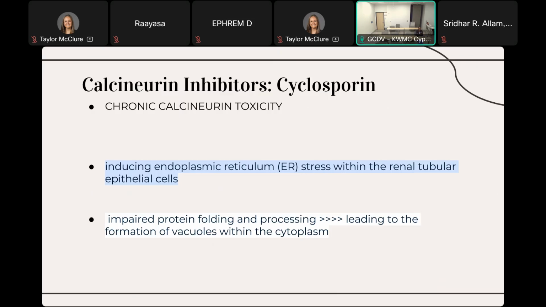It happens by inducing endoplasmic reticulum stress. We will look into that. When the endoplasmic reticulum is stressed, it leads to impaired folding of proteins, and those proteins cannot get out of the cells. They stay in the Golgi apparatus and form microvacuoles. Over a period of time, calcineurin toxicity causes endoplasmic reticulum stress. The endoplasmic reticulum's job is to fold proteins and get them to the right place. Those proteins cannot leave and they become microvacuoles, and those vacuoles ultimately become toxic to the cell.